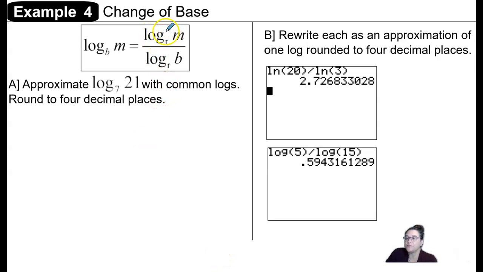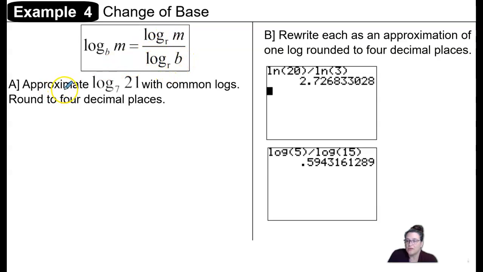In example 4, we're going to look at the change of base property. The change of base property takes a log of a given base b of the argument m, and it changes it into a ratio of logs of any base. So the r here could be anything. It could be a 10, which would be common logs. It could be a base of e, which would be natural logs. It could be a base of 50. Any base at all you can use for the r. So we take the log base b of m, and that's equivalent to the log base r of m divided by the log base r of b.